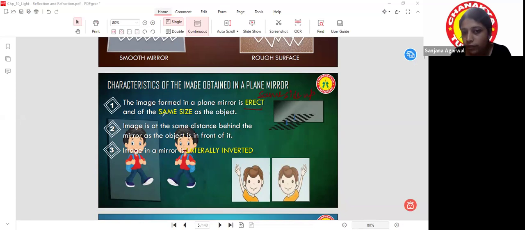The image is also of the same size. Do you find yourself taller than your actual height or shorter than your actual height? No. So these are two characteristics. Mirror image is erect as well as the same size. Also, the image is at the same distance behind the mirror as the object is in front of it. If you are standing, suppose at 2 meters from the mirror, you will find your image also standing at 2 meters. If we take a step ahead towards the mirror, our image also takes a step ahead.